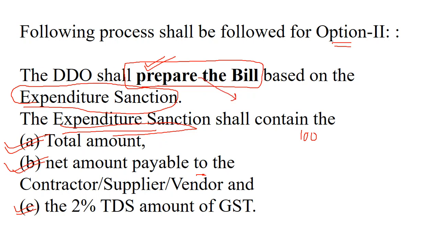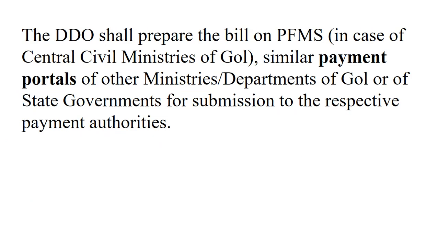To prepare this bill, you should get an expenditure sanction from the competent authority. The expenditure sanction should read like this: sanction is hereby accorded for incurring the expenditure of, say, the total expenditure of rupees 100, while the net amount payable is 98 rupees, and the 2% TDS is 2 rupees. So this is the expenditure sanction, and the DDOs will get it from the competent authority, and it must include the total amount, the net amount, and the 2% amount of TDS.